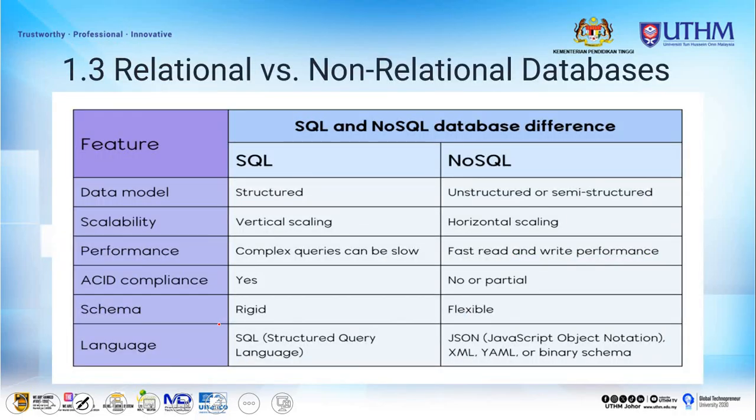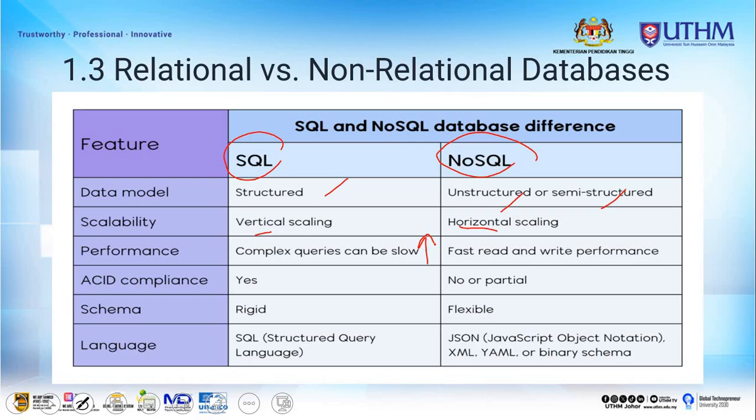So we need to know the difference between relational and non-relational databases. Obviously, we learned about SQL, which I told you is structured, but NoSQL is unstructured or semi-structured. Scalability: SQL is vertical, NoSQL is horizontal. Performance: complex queries in SQL can be slow, but you can improve this. It takes time because you need to learn about hash indexes. There are so many indexing types that you need to learn.